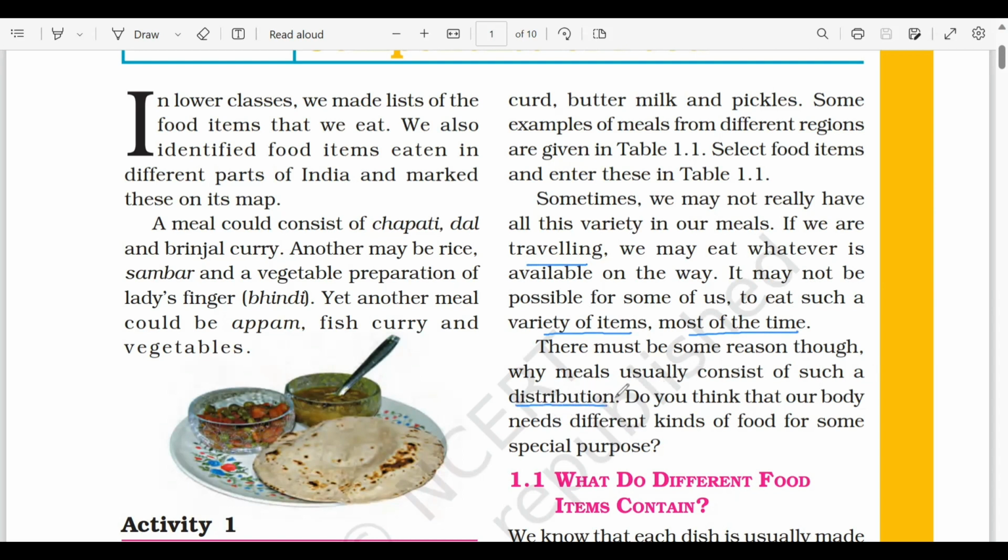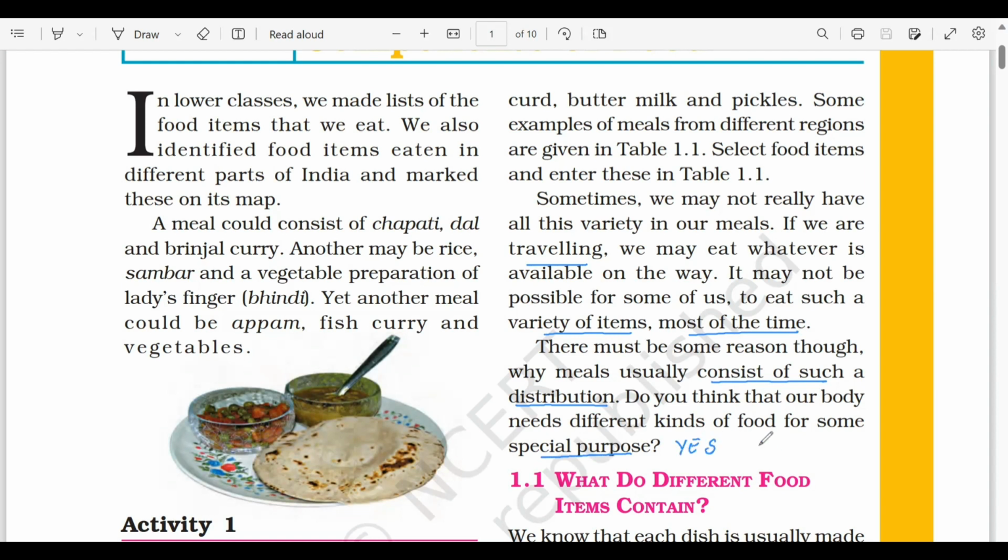And there must be a reason though why meals usually consist of such a distribution. हमारे meal में क्यों एक grain included है, क्यों दाल included है, क्यों vegetables included है. There is a reason behind it. So why is our meal consisting of such different varieties of food? Do you think that our body needs different kinds of food for some special purpose? So your answer is yes.